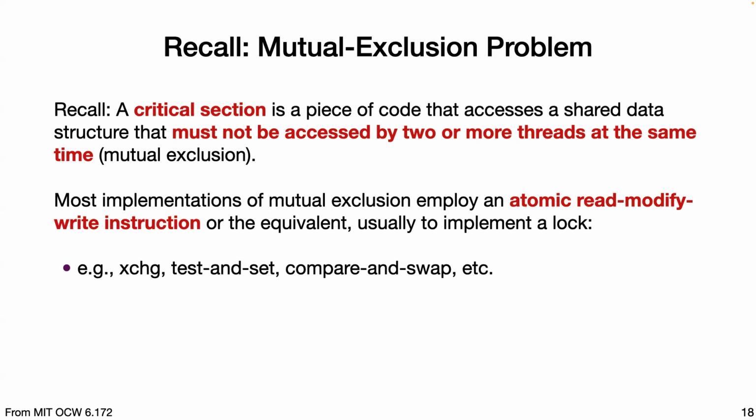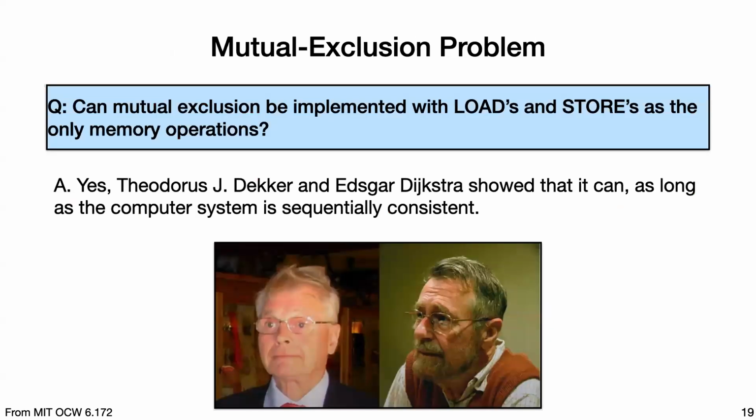Yeah, so we had mutual exclusion, and previously we were using locks. But one question is, do you need to do it with locks? Can you implement it with just load and store? So not any atomic operations. And it turns out that yes, Dekker and Dijkstra showed that you can, as long as you have sequential consistency.